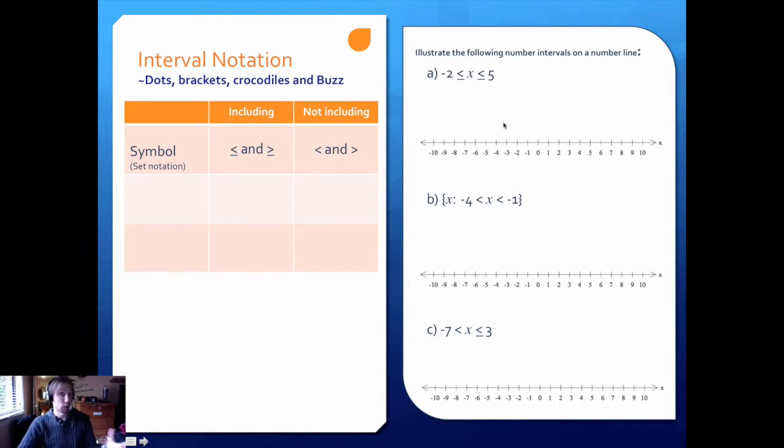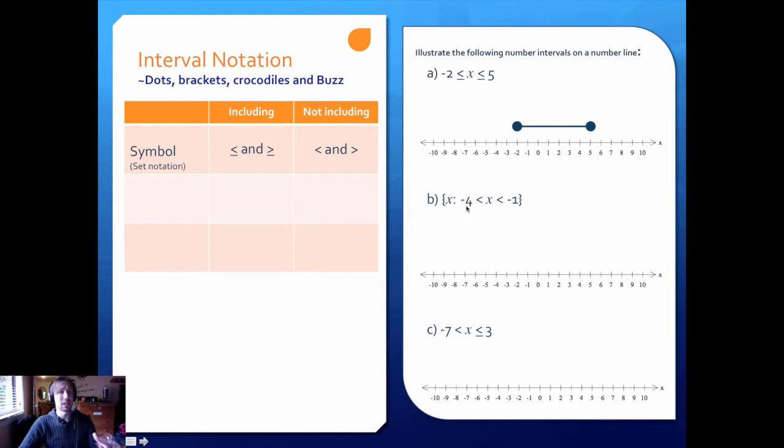So let's have a look at how we would actually plot this on a number line. You can see here that my x values range from -2 to 5, don't they? That means if I come up here, yep, my x is there, because the line represents x and the dots represent x. So x is between -2 and 5, as you can see.